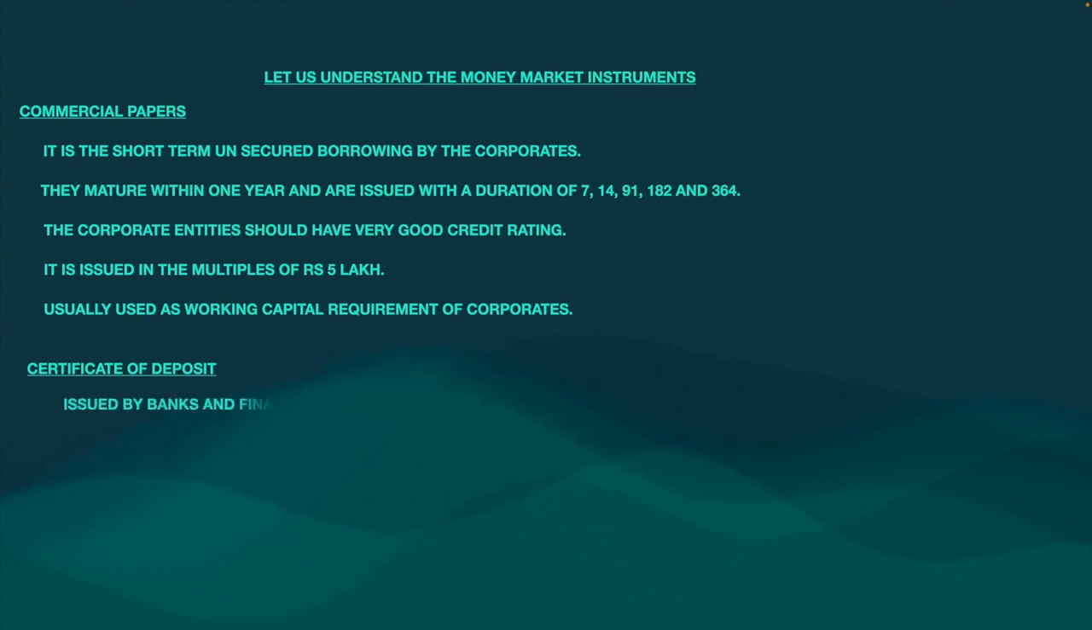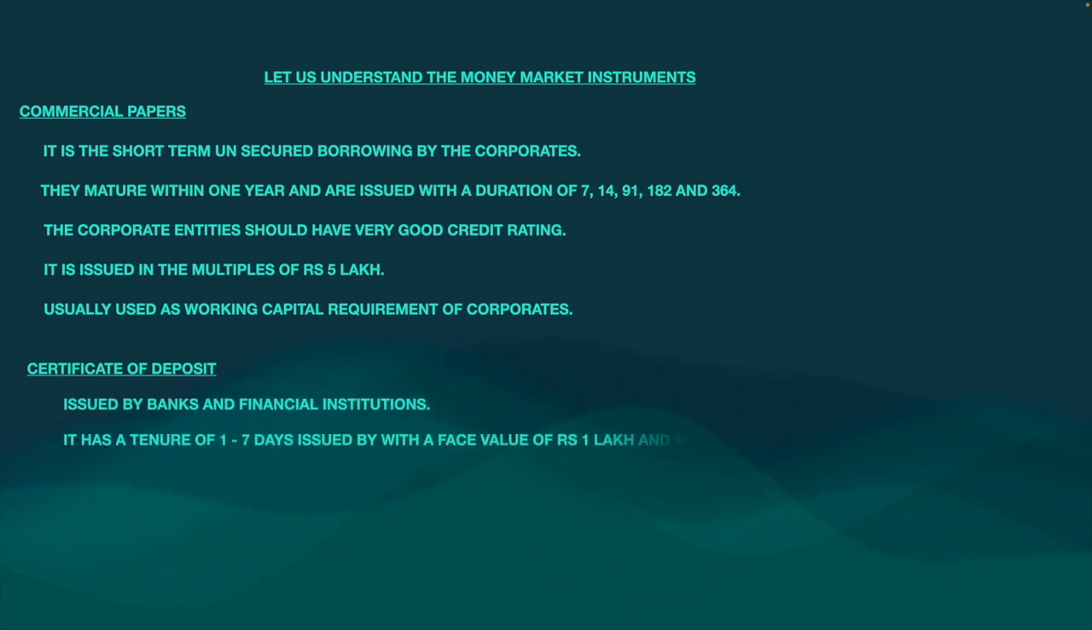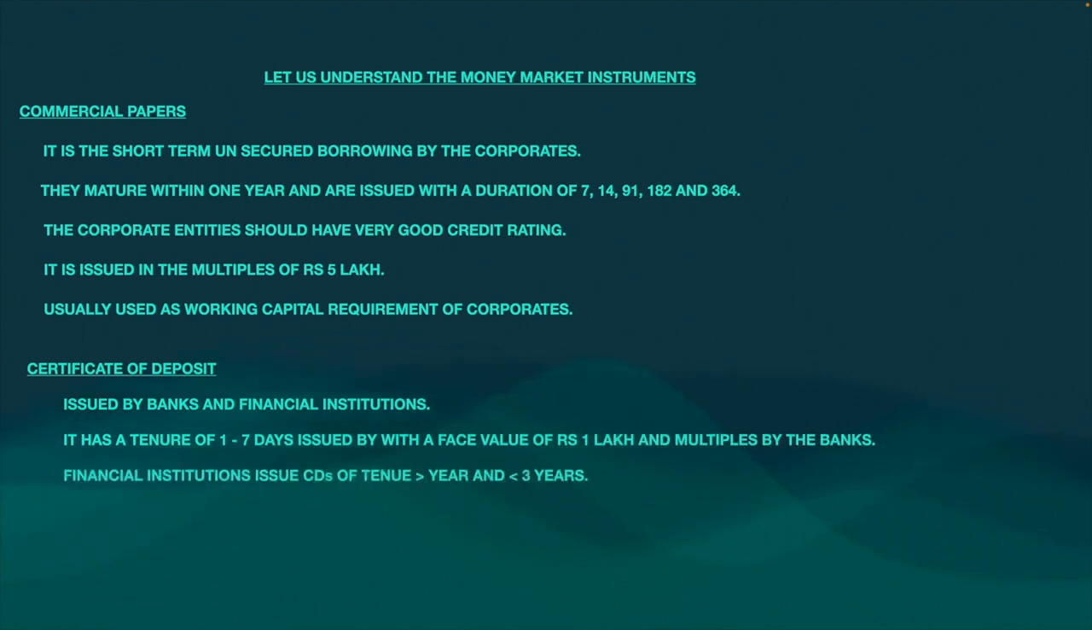Now coming to certificates of deposit. CDs are issued by banks and financial institutions. They have a tenure of 1 to 7 days, issued at a face value of rupees 1 lakh and multiples. Financial institutions generally issue certificates of deposit of tenure greater than 1 year but less than 3 years. Okay, and usually CDs have a maturity of 91 days.